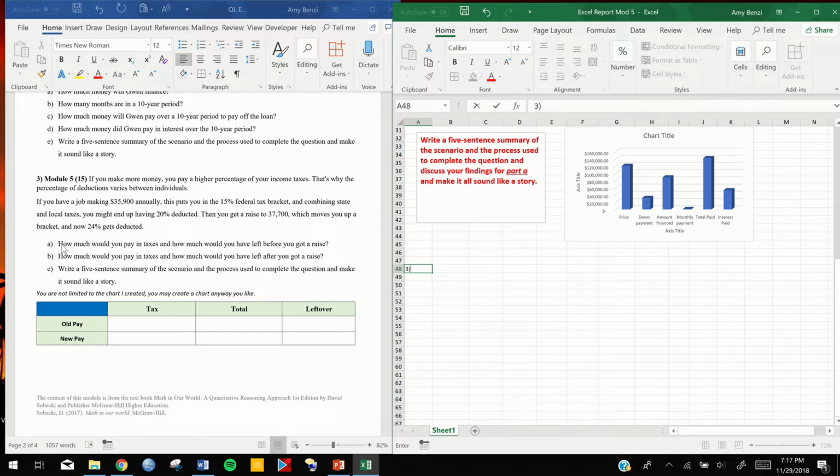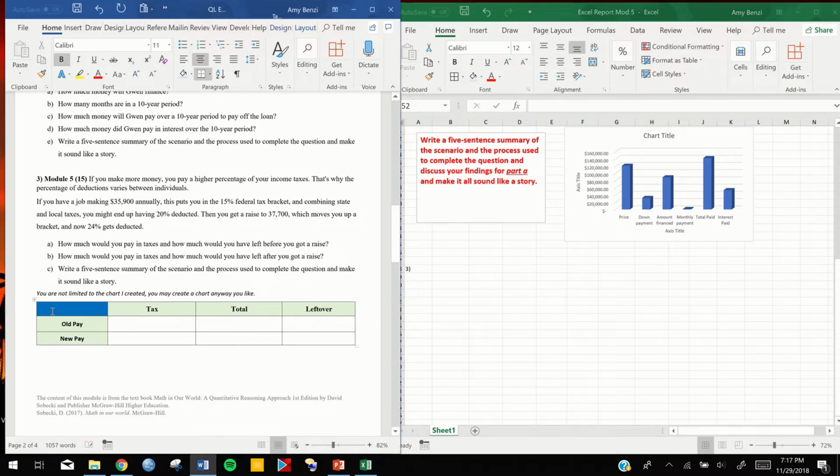So let's answer some questions. How much would you pay in taxes before your raise, and how much do you have left? And then how much do you pay in taxes after your raise, and how much do you have left of your paycheck? And then, of course, the wonderful summaries. So we're going to go ahead and build our chart.